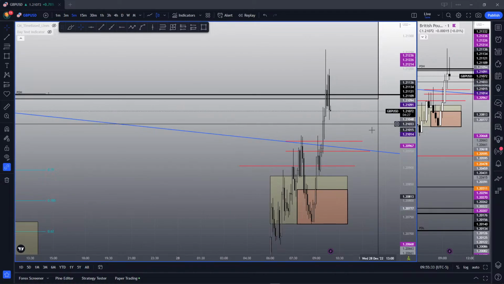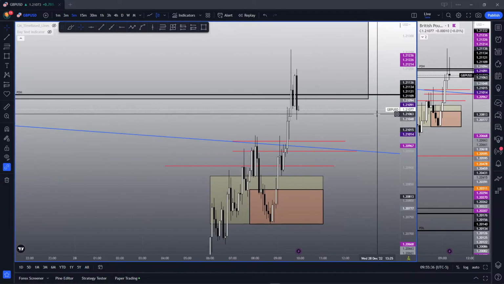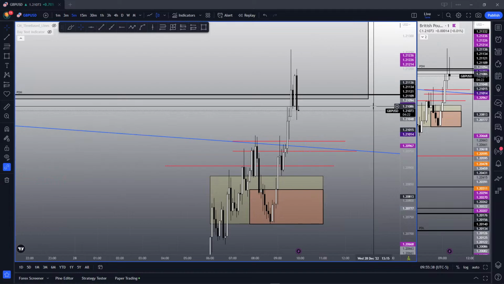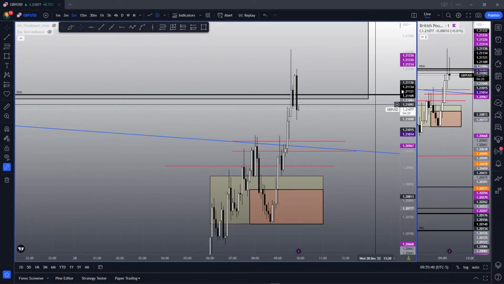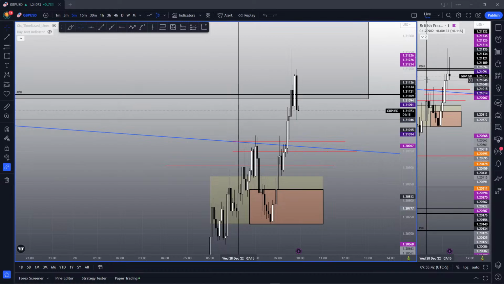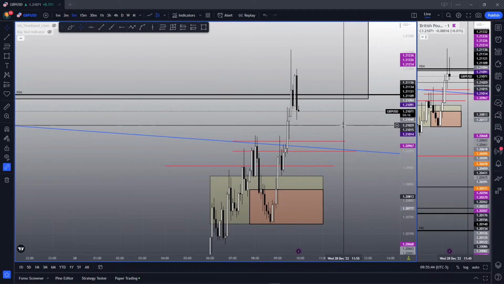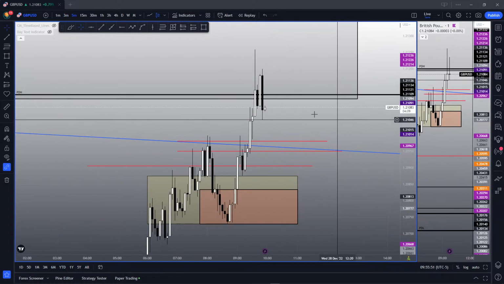I don't usually trade fundamentals. I use fundamentals to avoid big news, of course. So I don't need to participate in news. I don't want to participate in news. And yeah, that's pretty much it. Let's keep going.